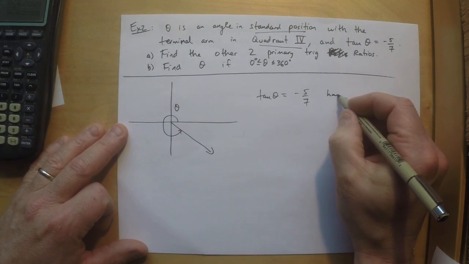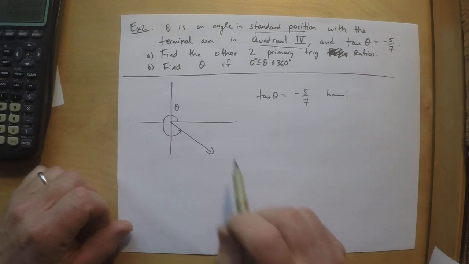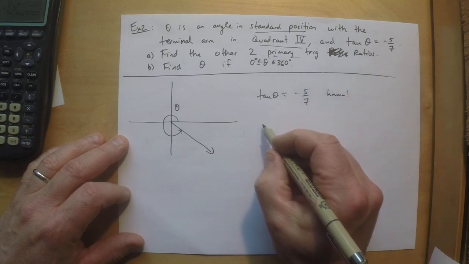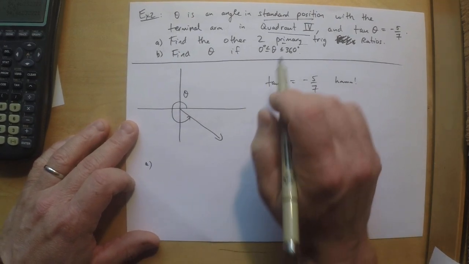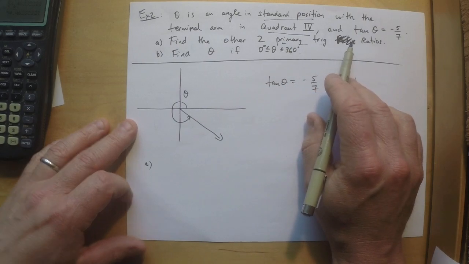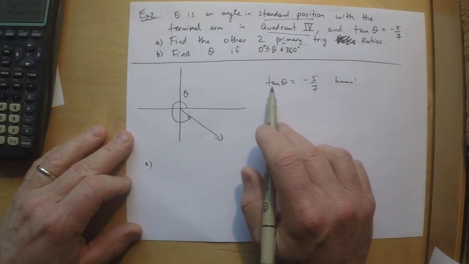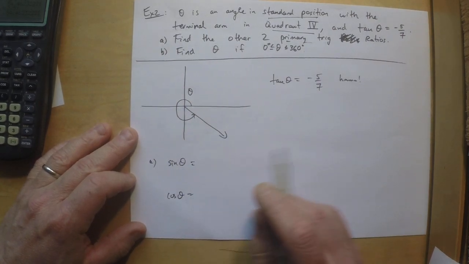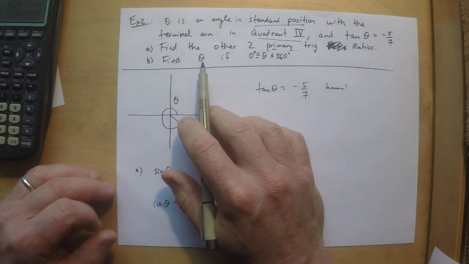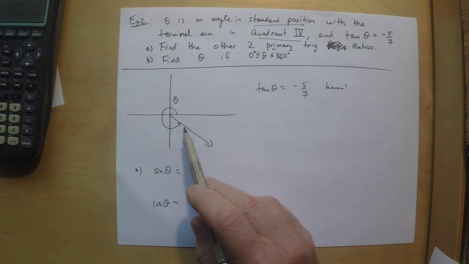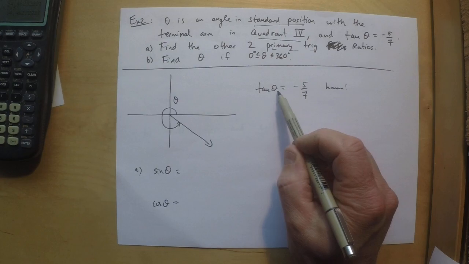Okay, so that's a moment. How's that going to help me? Find the other two primary trig ratios. Okay, so part A, put it down here, like primary colors, red, blue, and yellow. The primary trig ratios are sine, cos, and tan. So they give me tan, they want sine, and they want cos. And then it wants us to find the angle, just like the last question. But this question gave us a little bit different information. It didn't give us a point, it gave us where we were, and it gave me one of the trig ratios.